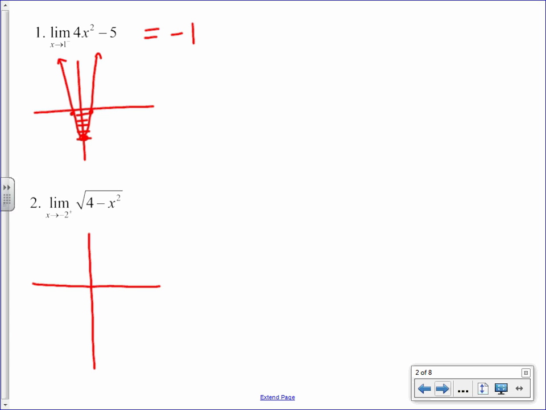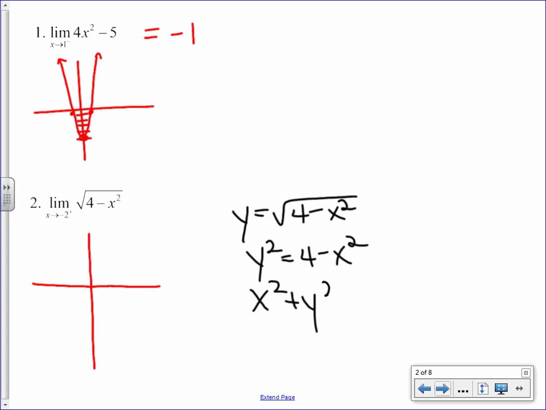Isn't it just stretched vertically? No, because we have this x squared. It's reflected over the y. What if we had y equals the square root of 4 minus x squared? How would you solve this? Square both sides. It's a circle. Which piece of the circle? The whole circle? No, because it equals 4 now.